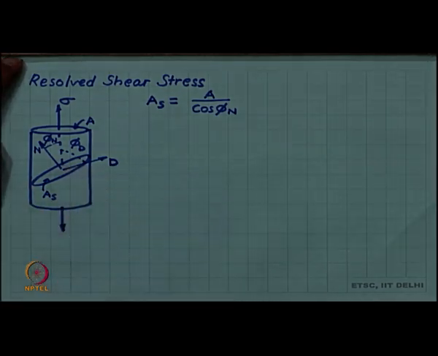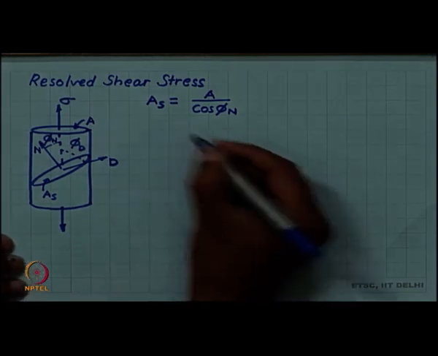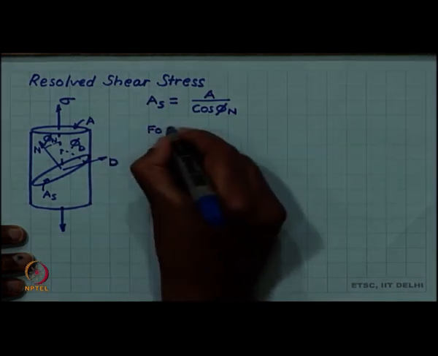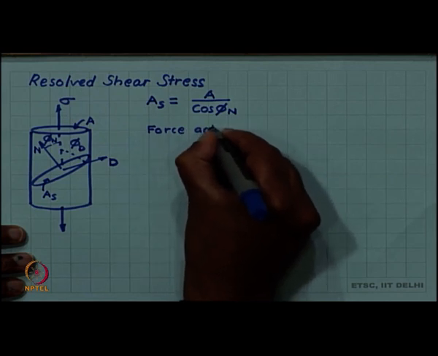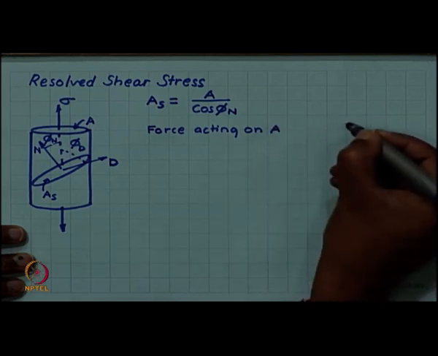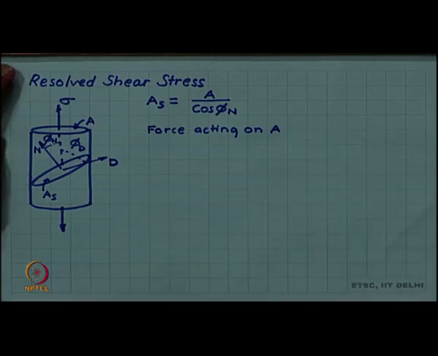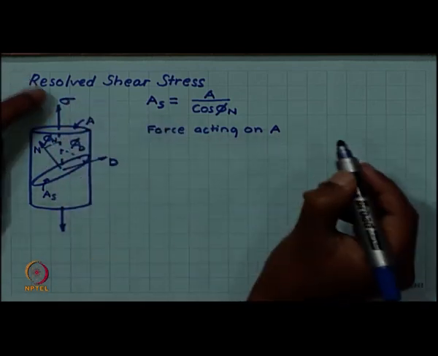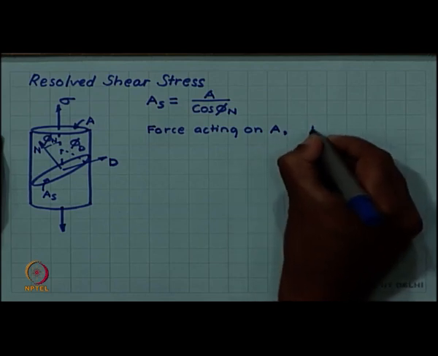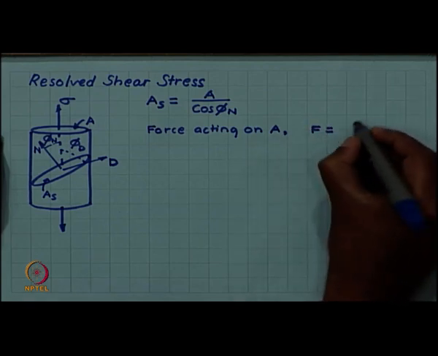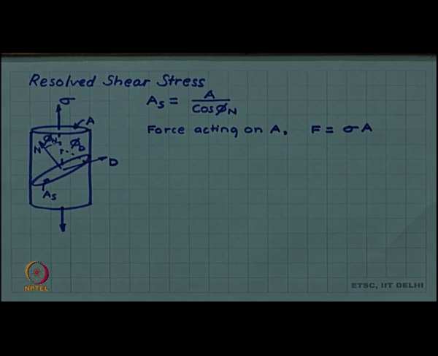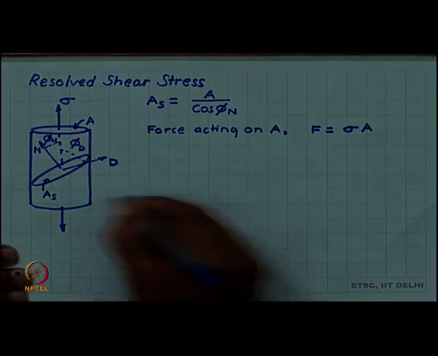Also, let us try to find how much force is acting on this cross sectional area. So, the tensile force acting on A, by definition, since the definition of a stress itself is force divided by cross sectional area, will be given by F is equal to this stress times A, because stress is force divided by area. So, force acting on A is sigma A.